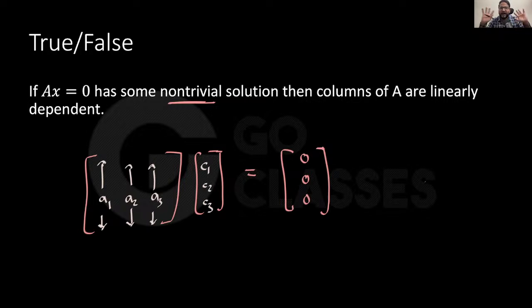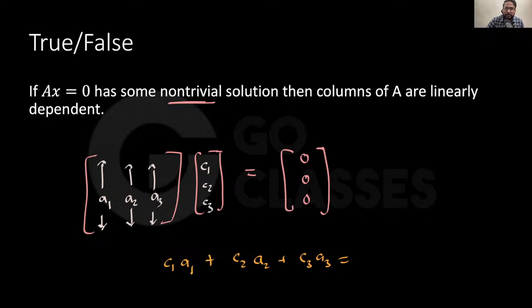Let me know if the writing is fine to everyone, if the notations are fine. A1 is not a scalar, A1 is a vector, that's why I'm writing the arrows. This is a vector, this is a vector, this is a vector, and these three are scalars, right? Now, the way we have multiplied, can you say that you need to take the linear combination of a1, a2, a3, and the coefficients will come from here? Can I say c1 a1 plus c2 a2 plus c3 a3 is equal to this vector 0?